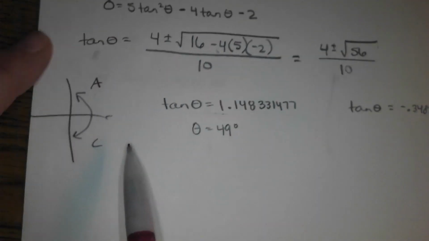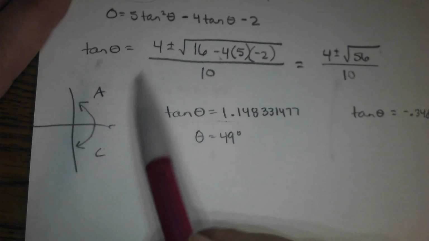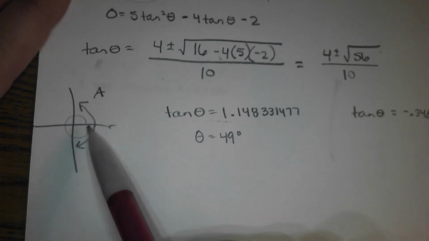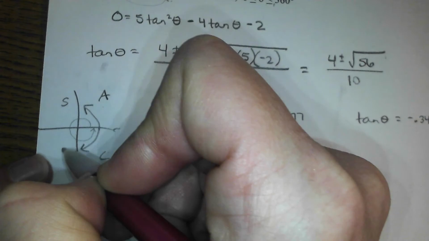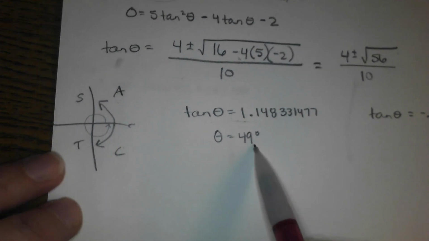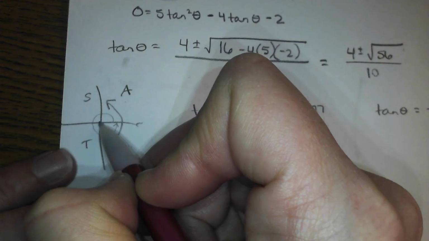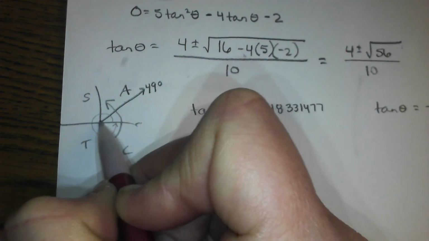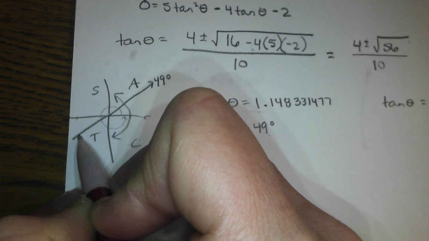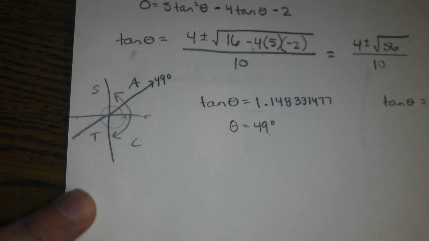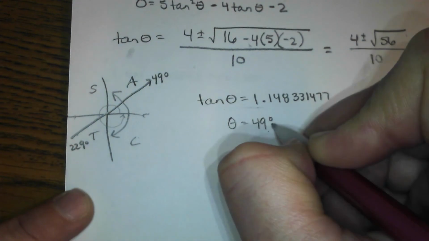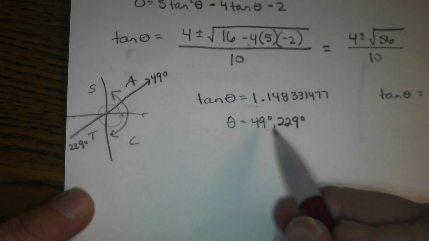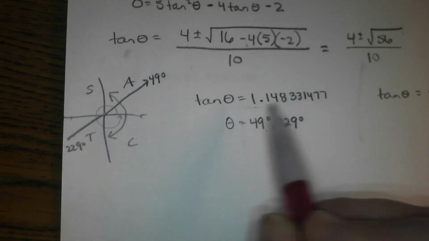Now going back to the full rotation between 0 and 360, what other quadrant is tangent positive in? The third. And our reference angle is that 49. Yes? So we have our 49 degree answer, and we're also going to have a 180 plus the 49 degree answer. 180 plus 49 is 229. So those are the two answers that hit the two quadrants where tangent is positive.